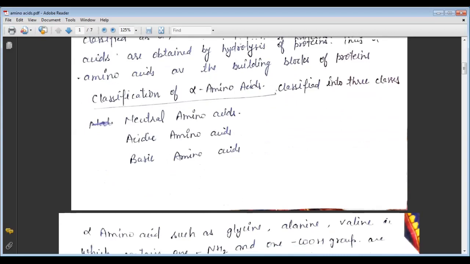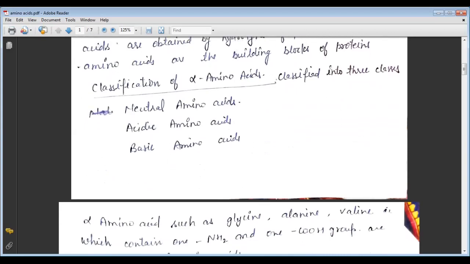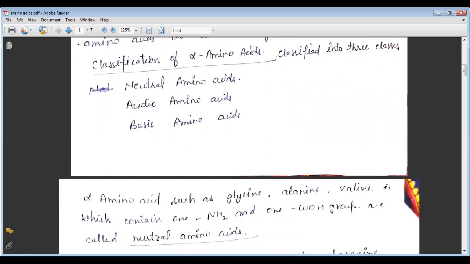Now come to the classification of amino acids. The amino acids are classified into three classes. These are the neutral amino acid, second the acidic amino acid, and third the basic amino acid. As their names suggest, in the neutral amino acid, one amine group and one carboxylic group are present. So these are neutral. Then in the acidic amino acid, there is one amine group and two acidic groups, so the nature is acidic. And the third is the basic, which has two amine groups and one carboxylic group, so it is of basic nature.